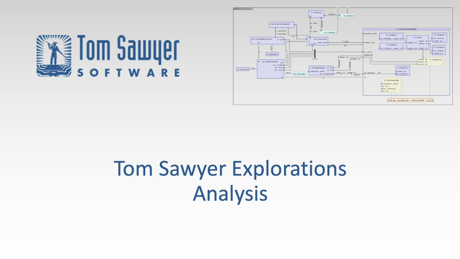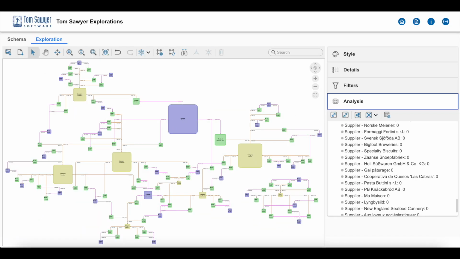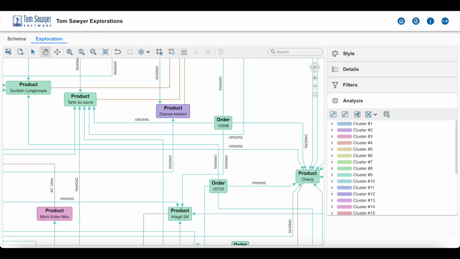Analysis in Tom Sawyer Explorations. Tom Sawyer Explorations empowers analysts to rapidly uncover insights through advanced graph intelligence, graph visualizations, and pattern matching, all without any coding. Analysts of all skill levels can easily connect to a graph database, interactively query data without needing advanced coding skills or knowledge of the Gremlin or Cypher query language, and apply graph visualization and analysis techniques.